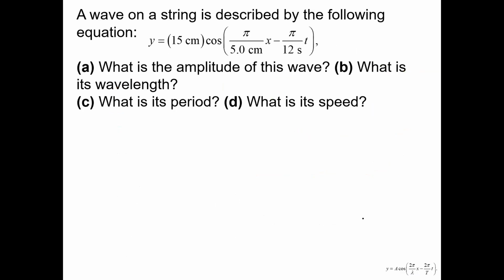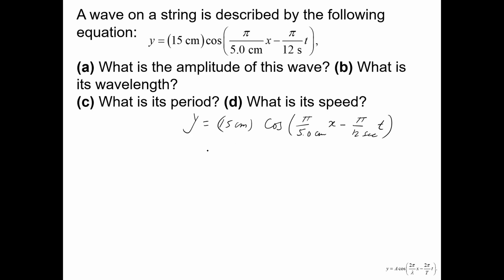Now another type of problem, in which you have to calculate different quantities from a wave equation. In this problem, the equation is given as y = 15 centimeter times cosine of (pi divided by 5.0 centimeter times x minus pi divided by 12 second times t). Length is measured in centimeter and time in second, so this is the system of units.